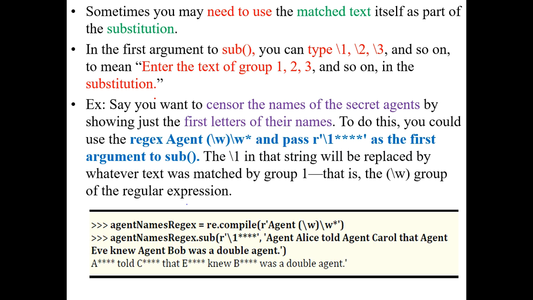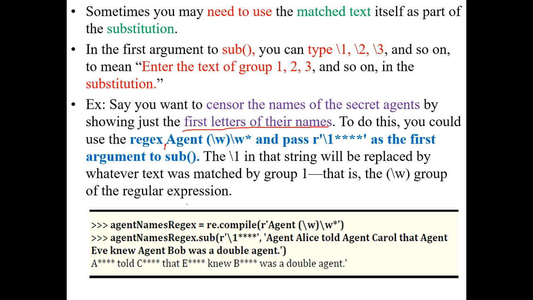Here we want to censor the names of a secret agent. That means we want to hide, or encrypt, the names of secret agents by showing just the first letter of their names. So the agent's name first letter will be shown, and the rest of the letters will be replaced with stars. In order to perform this, we can use a regular expression, or a pattern.